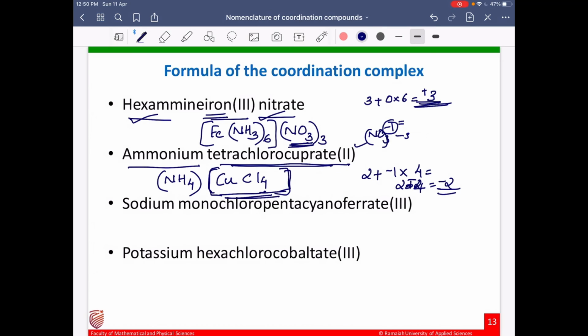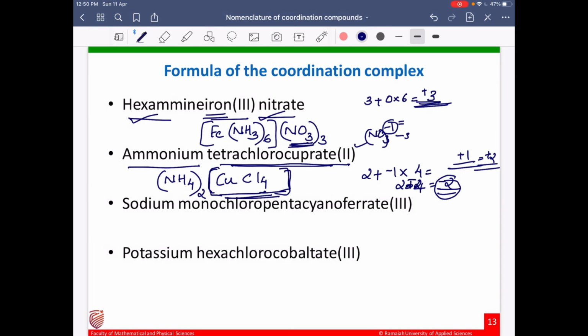And we know that ammonium has a charge of plus 1. So in order to satisfy minus 2, a total of plus 2 should come from the ammonium side. How to get plus 2? We require 2 ammonium groups, because 1 ammonium gives plus 1, 2 ammonium give plus 2. Then it can satisfy the charge from CuCl4. So the formula of the compound is (NH4)2CuCl4.